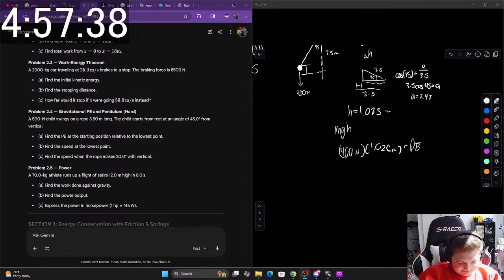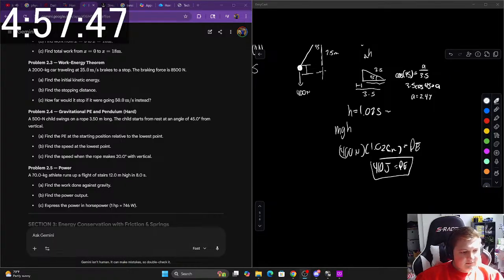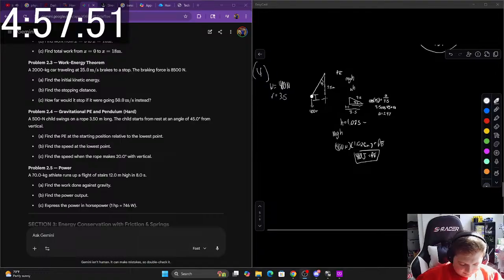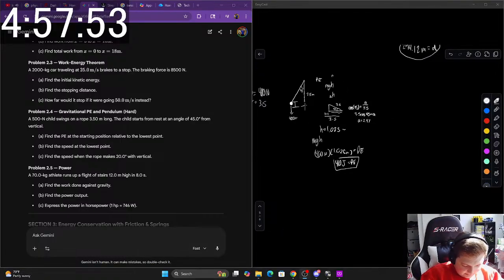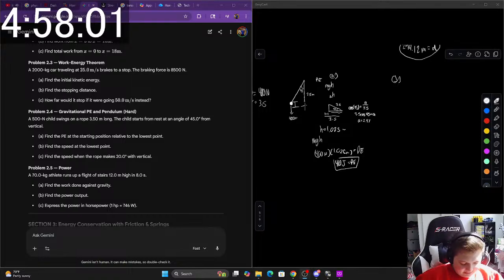Anyways, the potential energy. 400 times 1.025. We have 410 joules as our potential energy. We'll check that right later. Find the speed at its lowest point. Okay. Say we're on B, which is the velocity at its lowest point. Well, it's going to be tangential speed, I'm pretty sure.